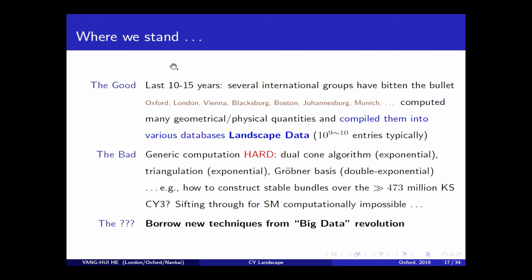So the good thing is that our data is freely available, and it contributes both to theoretical physics and to mathematics. The bad is that if you want to do any of these, it's exponential running time. And, well, there's the good and the bad and the whatnot. You can try to borrow new techniques from the data revolution, which only took off in the past 5 to 10 years.